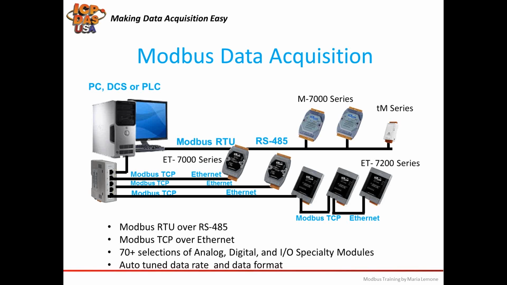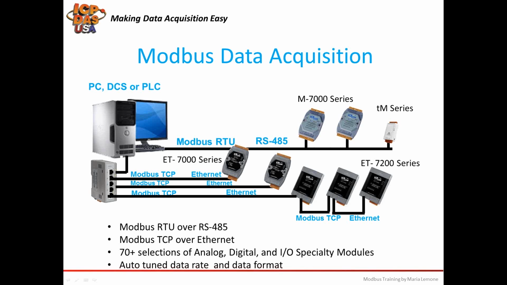We provide a wide selection of industrial DIN rail mountable Modbus RTU, Modbus TCP-based data acquisition equipment including thermocouple, voltage, current, thermistor, RTD, digital, and relay output types. In this picture here you can see over RS-485 twisted pair cabling, you can connect different kinds of Modbus RTU devices in a daisy-chained fashion.